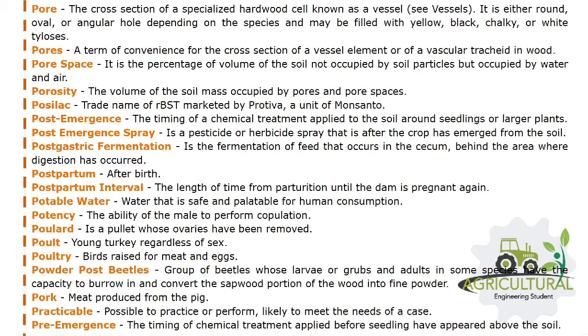Post-emergence, the timing of a chemical treatment applied to the soil around seedlings or larger plants. Post-emergence spray is a pesticide or herbicide spray applied after the crop has emerged from the soil. Post-gastric fermentation is the fermentation of feed that occurs in the cecum, behind the area where digestion has occurred.